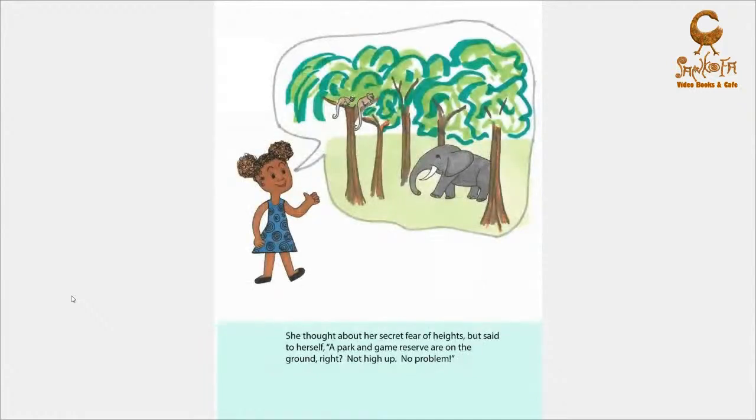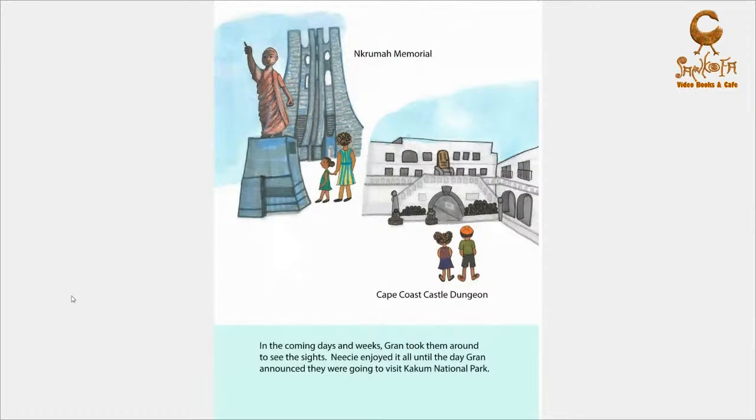You see on this page, these are some of the famous places that you visit when you come to Ghana. There's the Nkrumah Memorial, memorializing Ghana's first president, and Cape Coast Castle Dungeon, where our ancestors were stored after they had been captured and before they were brought to the New World as slaves. Okay, next page.